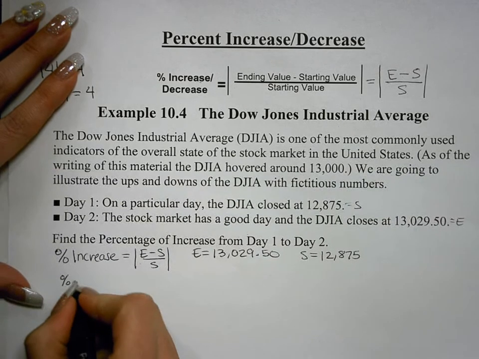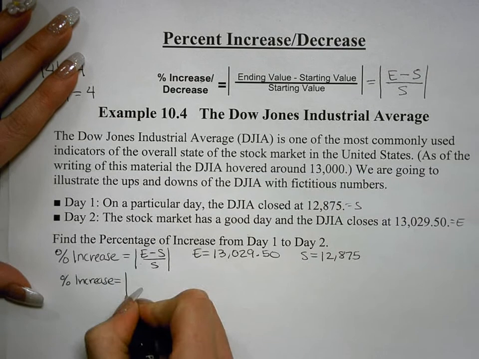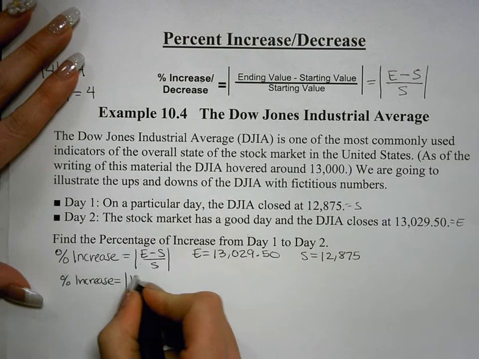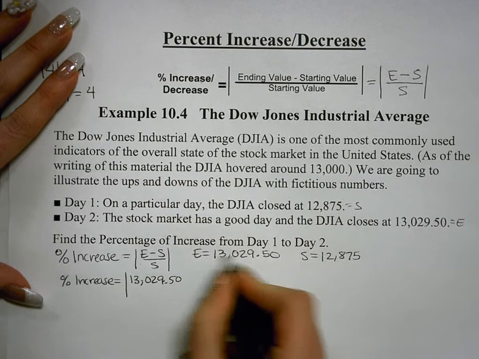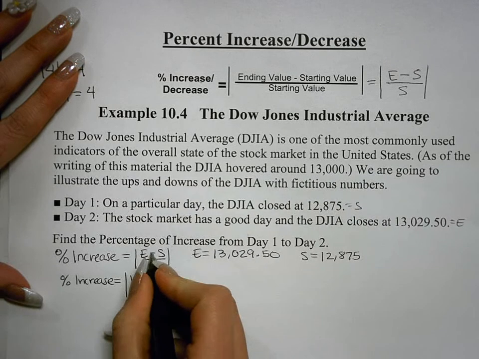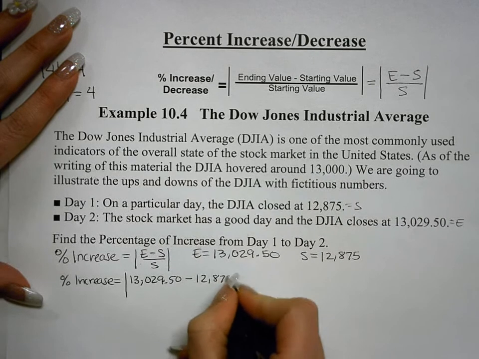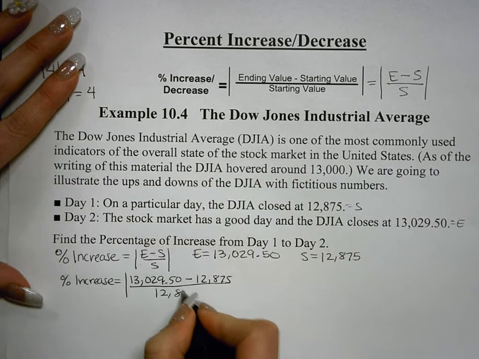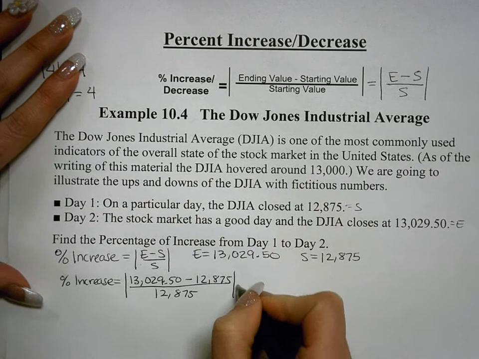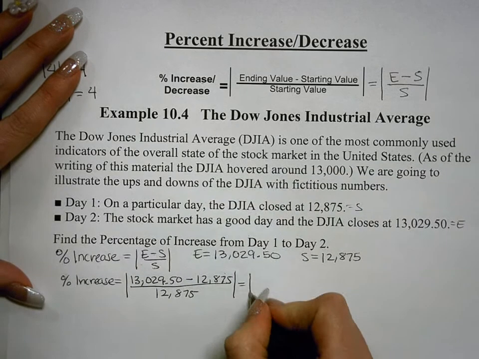So we have the percentage increase equals, I'm just going to write the absolute value of the ending value, this is the same thing as E, so I'm just substituting this for the E, minus the S, the starting value, which is, and that's all over the starting value, 12,875. That's the absolute value. So now in this problem, what I'm going to do is simplify the top part of the fraction, or the numerator. So I'm going to rewrite my absolute value.